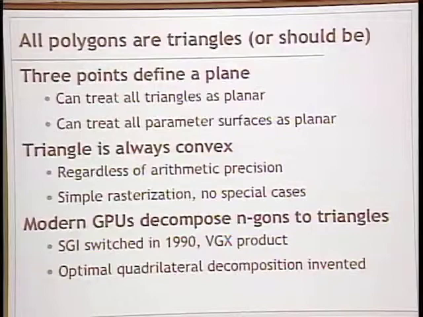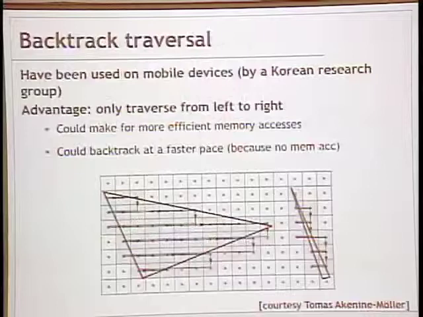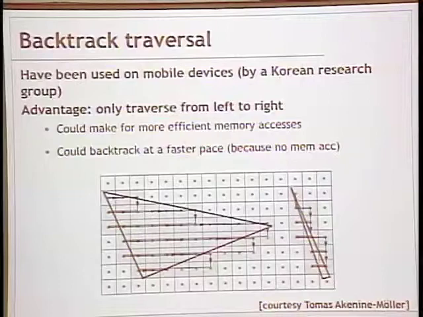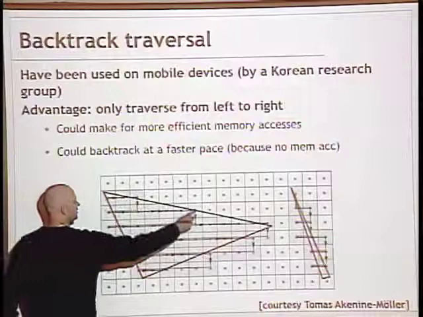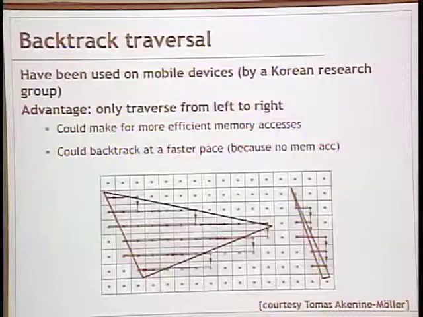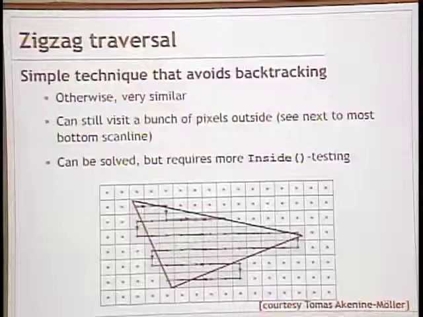I'm going to very, very briefly go through a few other traversals just so we can get to the next thing. We can do better than just bounding box style traversal. One thing we can do is backtrack traversal, where you go back, zip back here, and so on, and this is a fairly efficient thing to be able to do. You can do a zigzag traversal here, where you go right and then left and then right and then left.